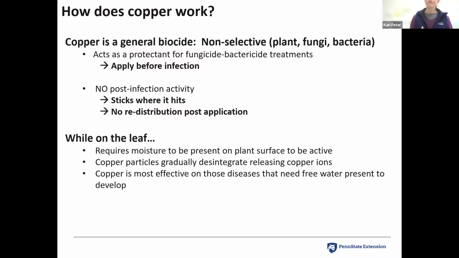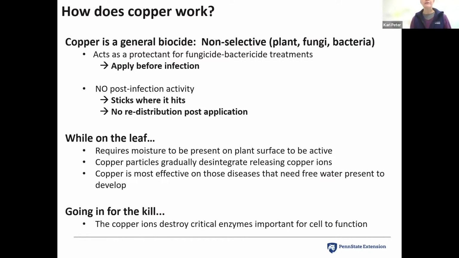So while on the leaf, copper requires moisture to be present in order for copper to be active. And that's because that's where the release of the copper ions come from. The water interacts with the copper, especially when it's a copper particle, and ions are released. When those ions are released, that's what's doing all the heavy lifting in killing fungal cells, bacterial cells, and unfortunately plant cells too. And so consequently, copper is going to be most effective on the diseases that require some kind of free water present in order to develop, like bacterial spot on peach.